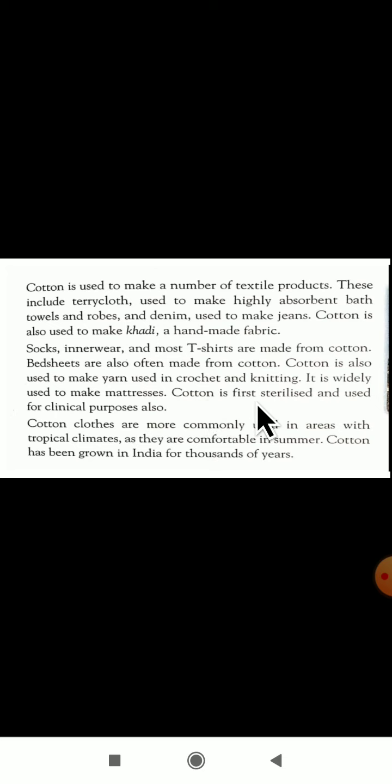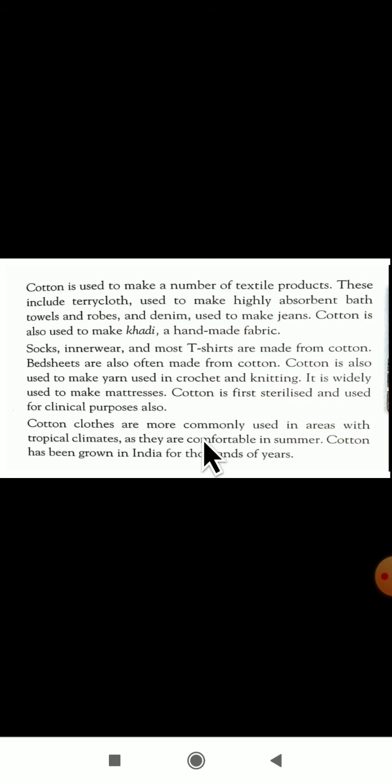Cotton is first sterilized and used for clinical purposes also. Yes, it is widely used for clinical purposes. In hospitals, they use it for sterilization; if they want to give an injection, we call it sterilization. So first they will sterilize the area. For that they will use what? They will use the cotton here. Okay, yes, even in hospitals we are using cotton. So for clinical purposes also the cotton is used here.